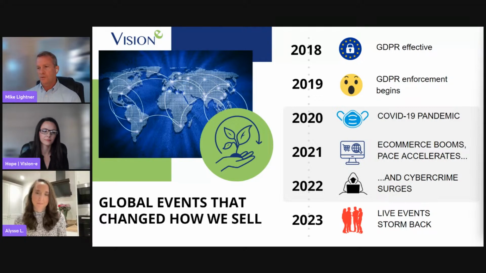And that's understandable why that would have happened during the pandemic. So here we are, 2021, 2022, no live events going on. E-commerce is absolutely booming. It went off the charts. And a couple things happened. The pace of business accelerated, and so your sales cycles shrunk down.